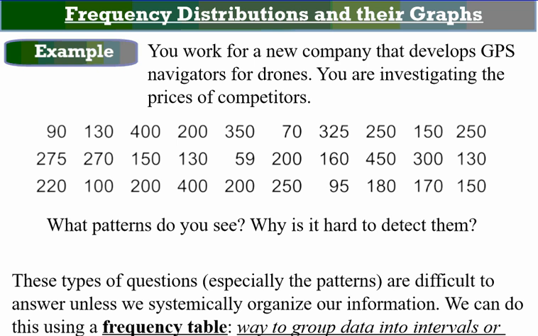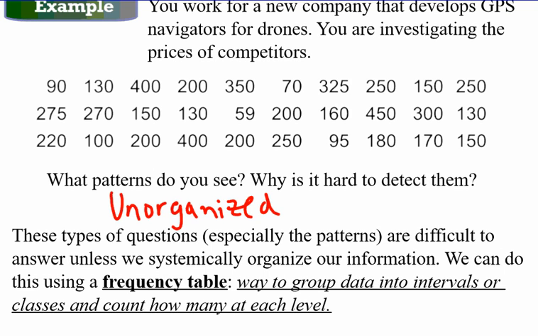Why is it hard to detect them? Well, it's hard to detect them because this data set currently is very unorganized. So these types of questions, especially the patterns, are difficult to answer unless we systematically organize our information. We can do this using something called a frequency table. It's a way to group data into intervals or classes and count how many are at each level.